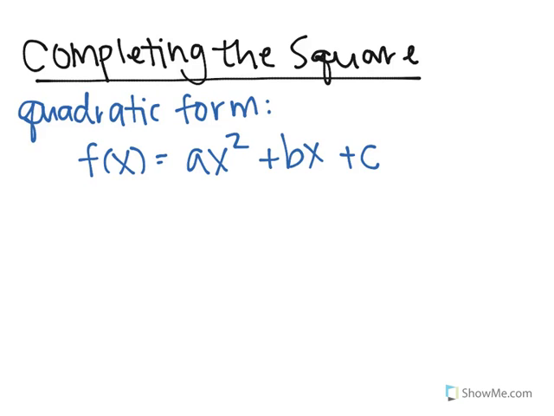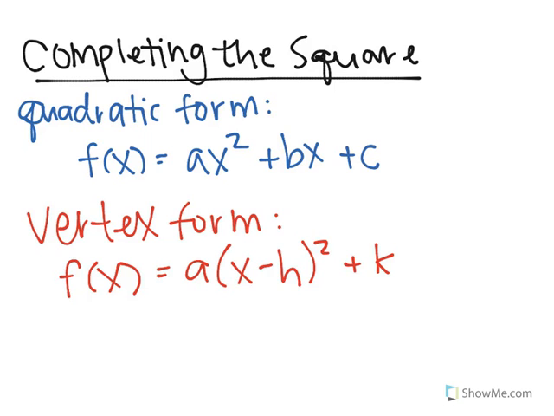So this is the quadratic form, and it's something that you should be able to recognize, and we want to change it to be in vertex form. And this is what vertex form is. It's f of x equals a times x minus h squared plus k, with your center being (h, k).